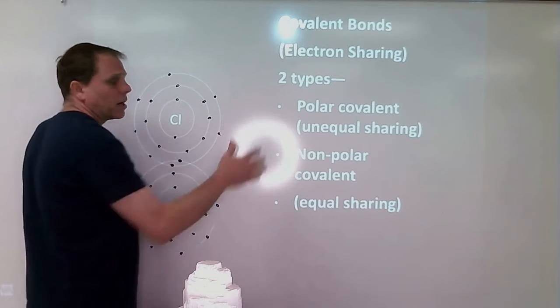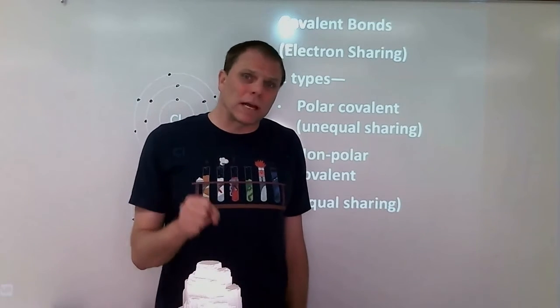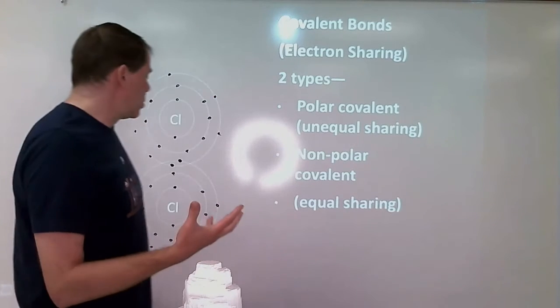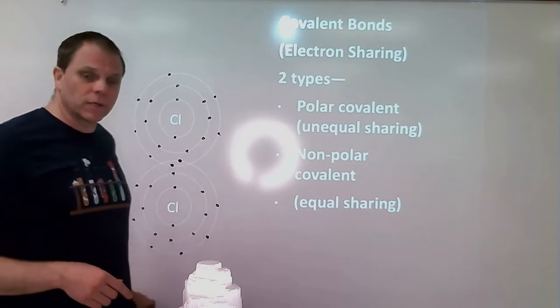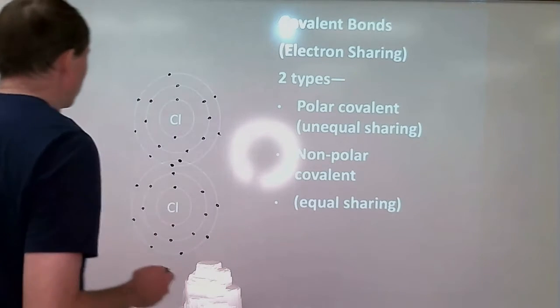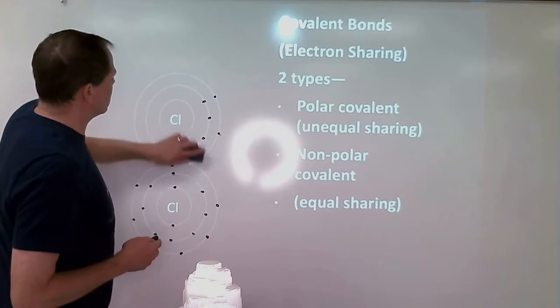If they have unequal sharing and one of the atoms is more electronegative than the other, then they're going to pull unequally, and so we call it polar covalent. We're going to show you those different types of bonds here, some examples of those. We're going to use the dog illustration, the dog animation again.